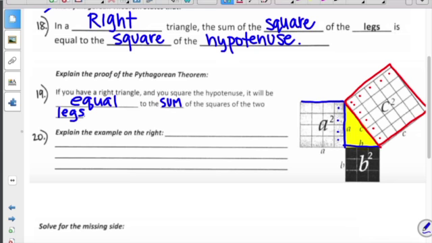So our A is a 4 by 4. Here's a visual representation of 4 squared. And our other leg, B, is 3. Here is a visual representation of 3 squared. So you can count the squares to figure out what that equals, or you can just multiply A squared, or B squared, or C squared. So what you're going to do is you're going to explain this example on the right. Count up the squares.